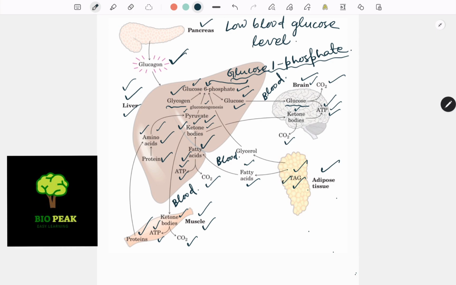The TAG present in the adipose tissue generally produces glycerol, and this glycerol generally travels to the liver through the blood. After reaching the liver, generally the glycerol produces glucose 6 phosphate through gluconeogenesis. During low level of blood glucose, these ketone bodies inside the brain are used as the principal source of ATP.